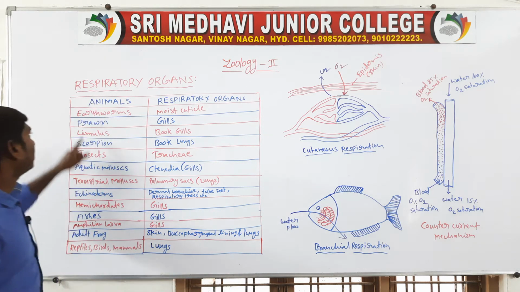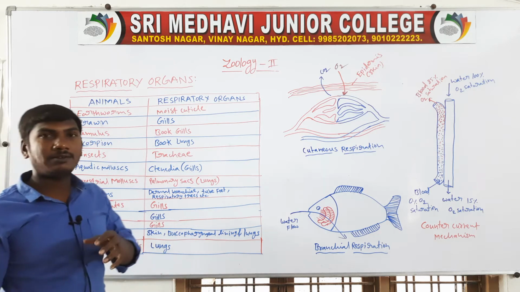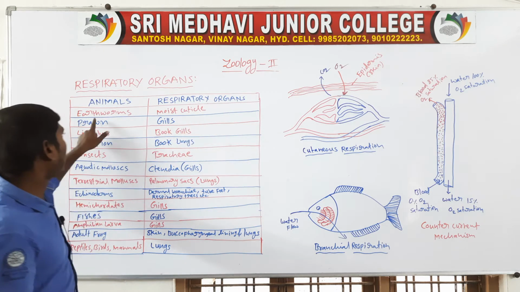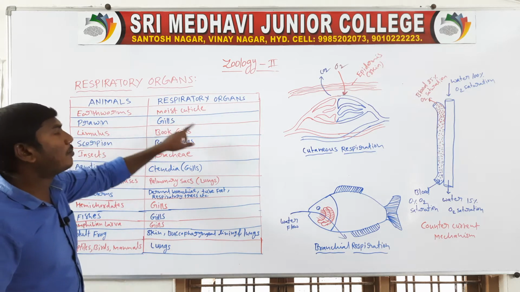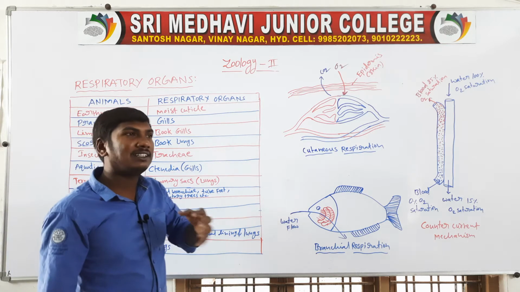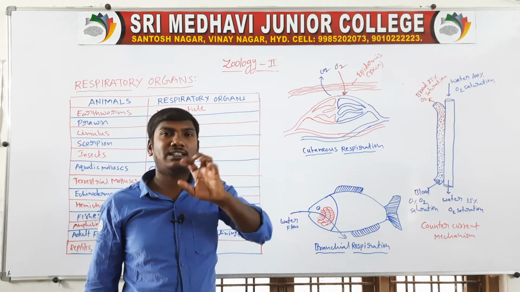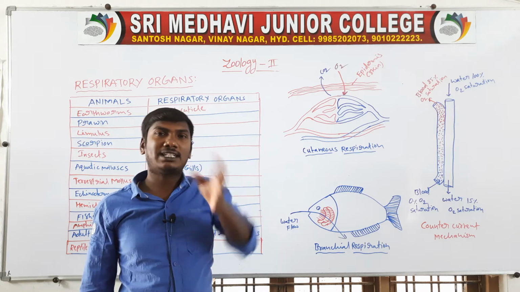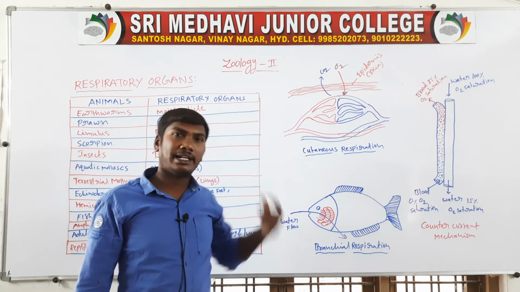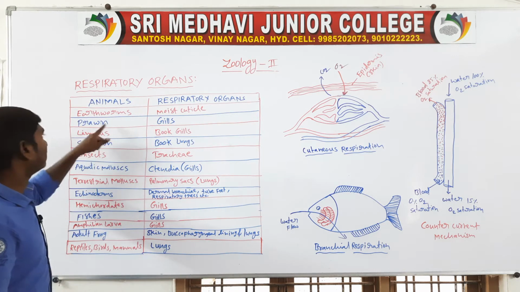The first one, the earthworm. The earthworm's respiratory organ is the moist cuticle. The moist cuticle means the moist skin. The moist skin is the respiratory organ of earthworms. Next one, the prawn.